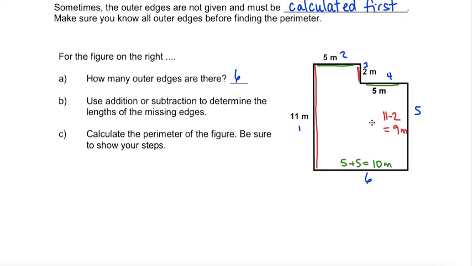So sometimes you might have to do some preliminary calculations just before you get started. So now that we've done that, now we can calculate the perimeter of this shape. So the perimeter is 11 plus 5 plus 2 plus 5 plus 9 plus 10. And you can either use mental math for this, or you can type this into your calculator. 11 plus 5 plus 2 plus 5 plus 9 plus 10 gives us 42, and my units are meters.